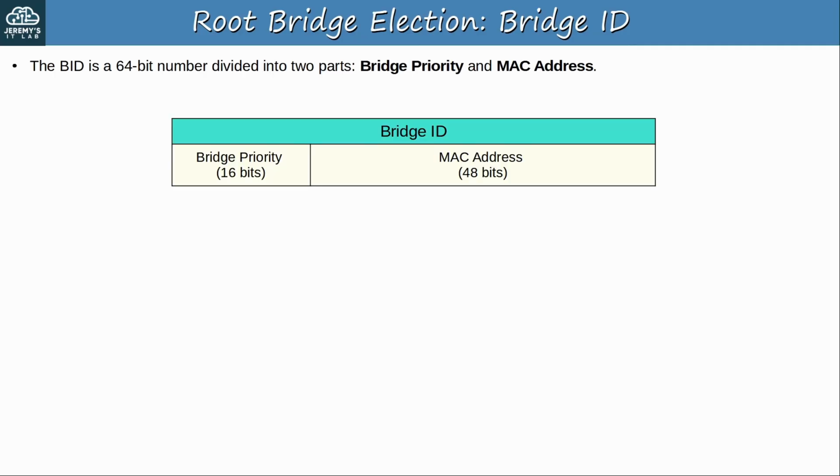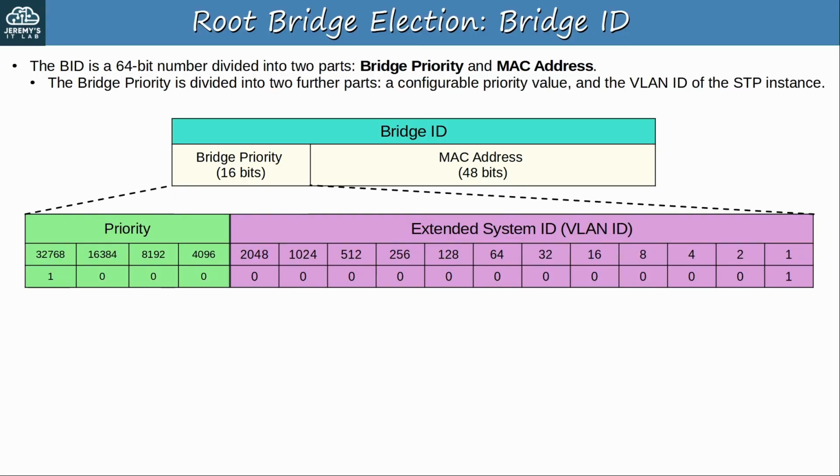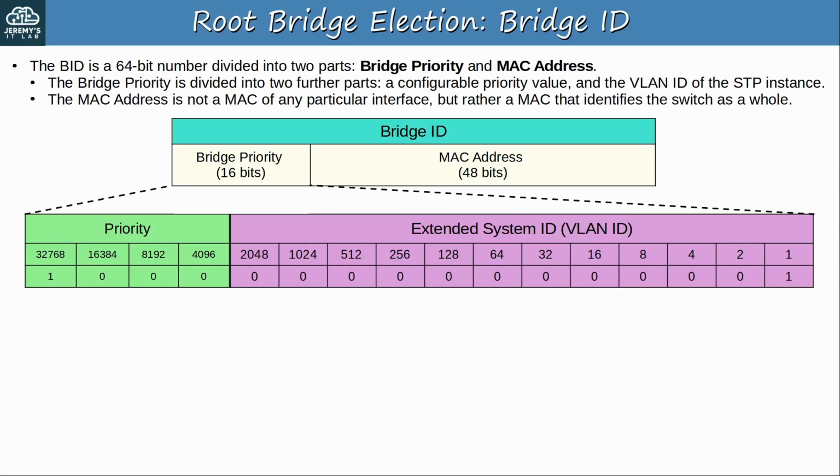Let's examine the contents of the bridge ID. It is a 64-bit number divided into 2 parts, a 16-bit bridge priority and a 48-bit MAC address. Then, the bridge priority is divided into 2 further parts, a configurable priority value and the VLAN ID of the STP instance. As for the MAC address, it is not a MAC of any particular interface, but rather a MAC that identifies the switch as a whole. The easiest way to view this MAC address is to use the show spanning tree command.